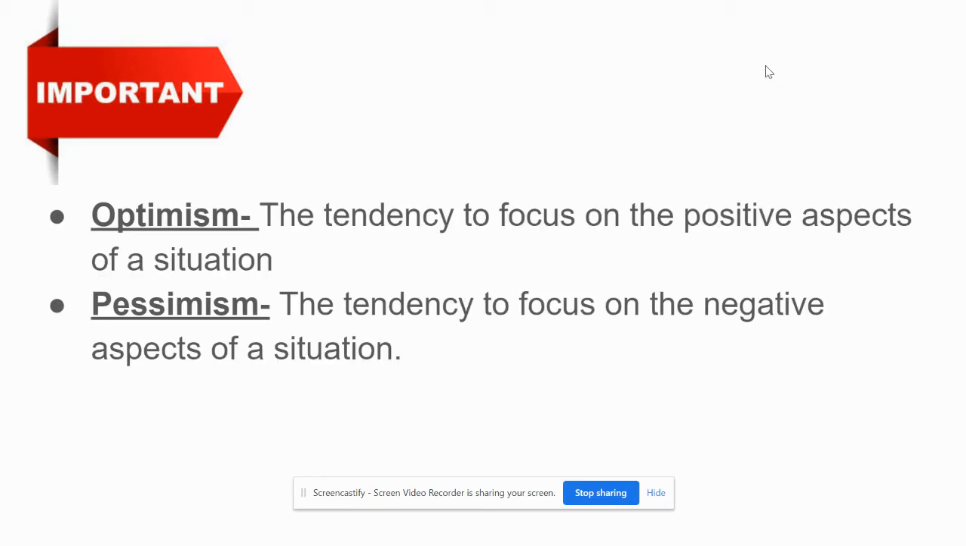All right, you need to know the difference between optimism and pessimism. Optimism is the tendency to focus on the positive side of a situation, whereas pessimistic people tend to focus on the negative aspects of a situation. When it comes to stress, the pessimists tend to see more negative effects in their body, in their mind from stress because they're focusing on the negative.